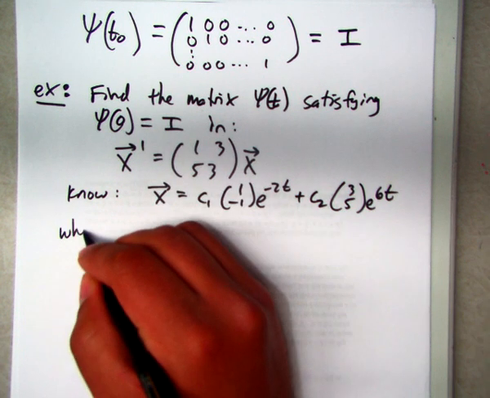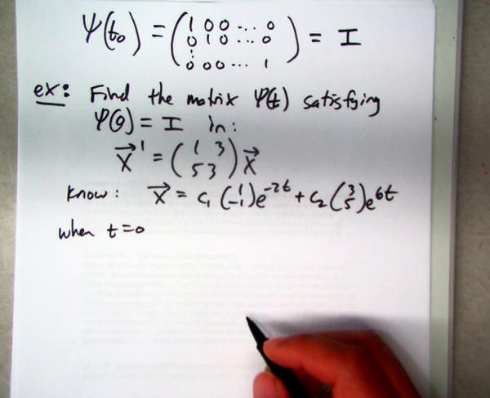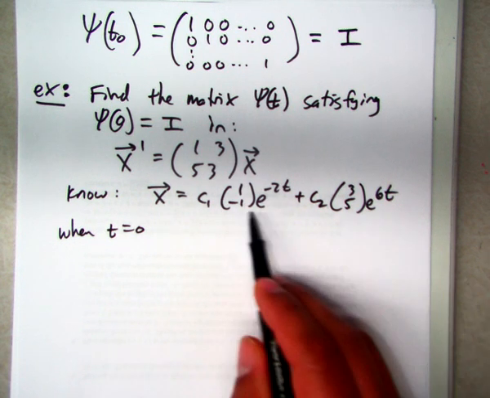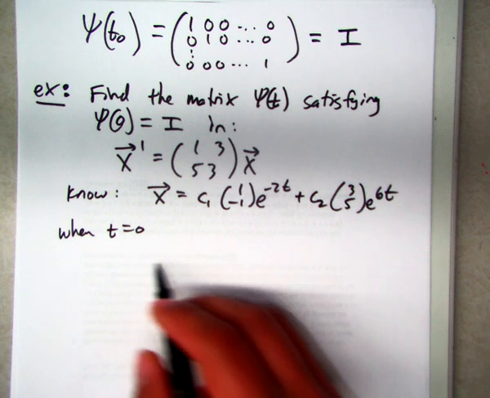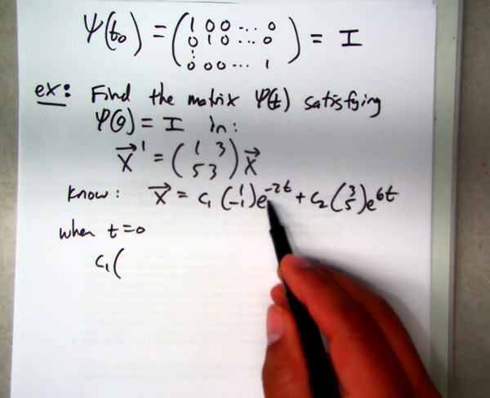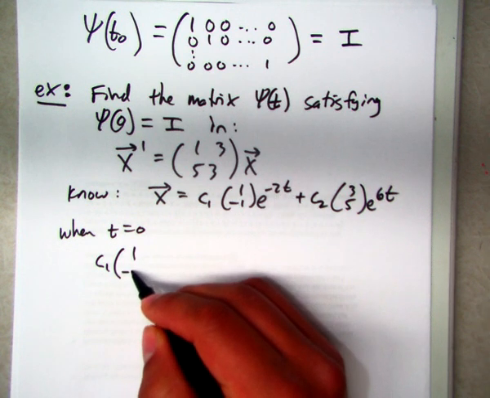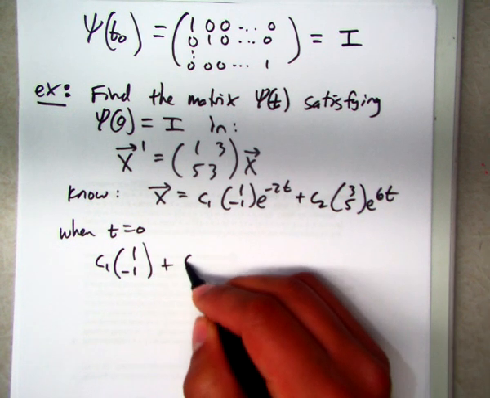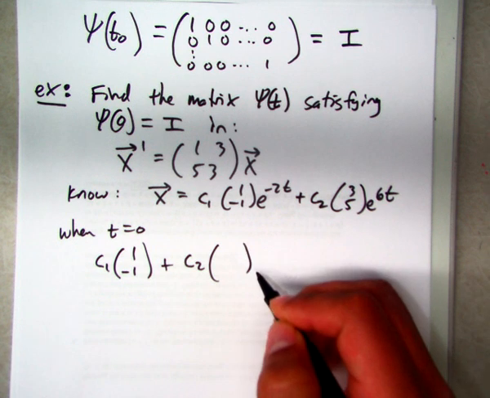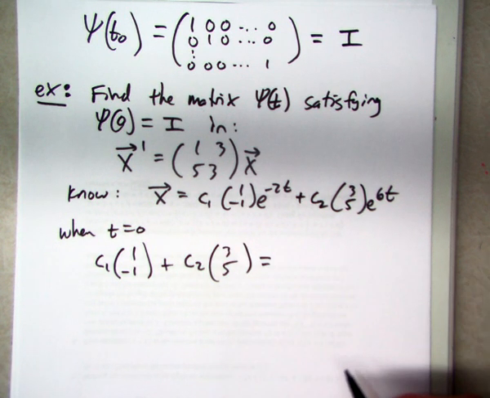So when t equals 0, I'm going to go ahead and plug in all these values and see what I get. I get c1. If I plug in 0 into t, this becomes 1, so I just get c1 times 1, negative 1, plus c2 times 3, 5. And then now, what does that have to equal?